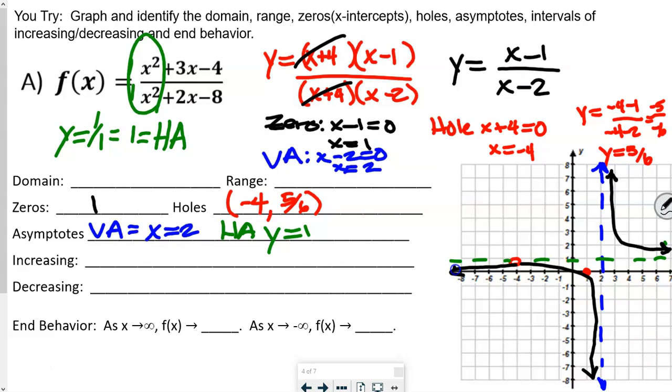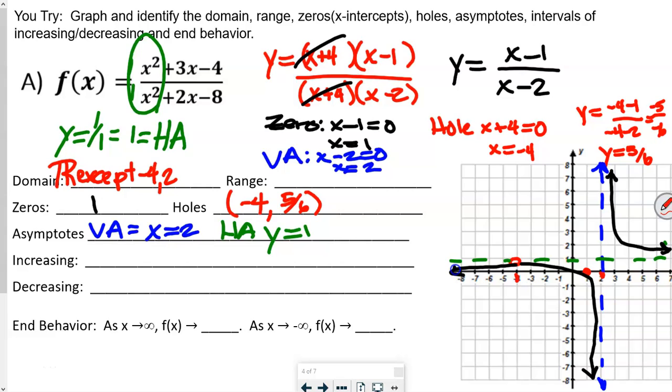Now we're going to talk about domain and range, okay? Our domain is going to be our x values again. So we have all real numbers except what? Notice right here at negative 4 and right here at 2. We're going to look at our holes and our vertical asymptotes. So it's not going to be at -4 and it's not going to be at 2.